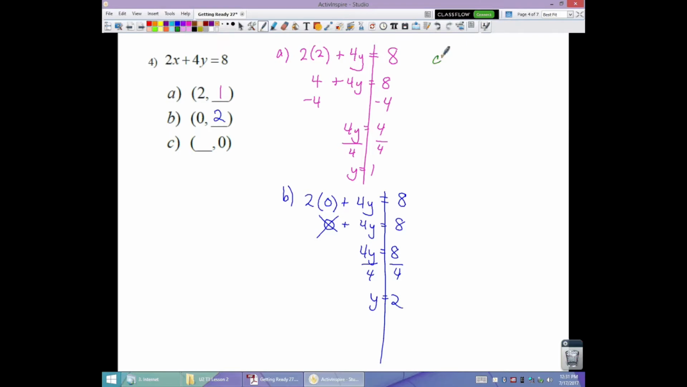And lastly, question C. This time we're asked to find an x value when y is 0. So 2 times x plus 4 times 0 is equal to 8. Well, 4 times 0 is 0. And we know when we add 0, it doesn't do anything, so we can ignore that and say that 2x equals 8. Divide both sides by 2 and find x equal to 4.